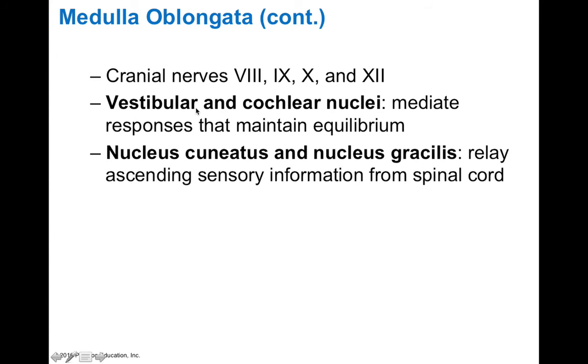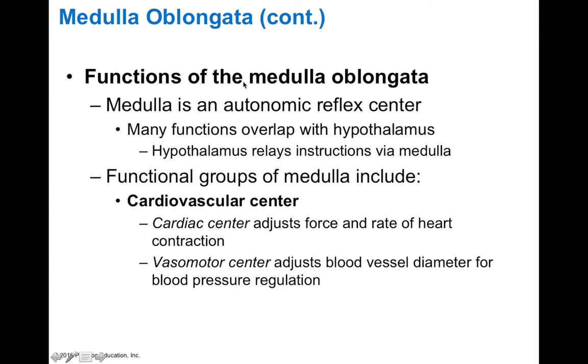Now we also find vestibular and cochlear nuclei that help mediate responses to maintain equilibrium. So when you're maintaining your own body balance, this is involved with nuclei here in the medulla oblongata. It also contains the nucleus cuneatus and nucleus gracilis, which relay ascending sensory information from your spinal cord. Now other functions of the medulla oblongata, and these are the key functions here, is that the medulla is really an autonomic reflex center. Now it has a lot of the same functions of the hypothalamus, so there's some redundancy, or overlap.